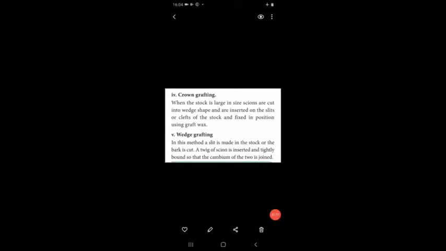Next one, crown grafting. When the stalk is larger in size, here we are going to take plants of different thickness. So the stalk has the larger thickness. The scion is cut into a wedge shape.